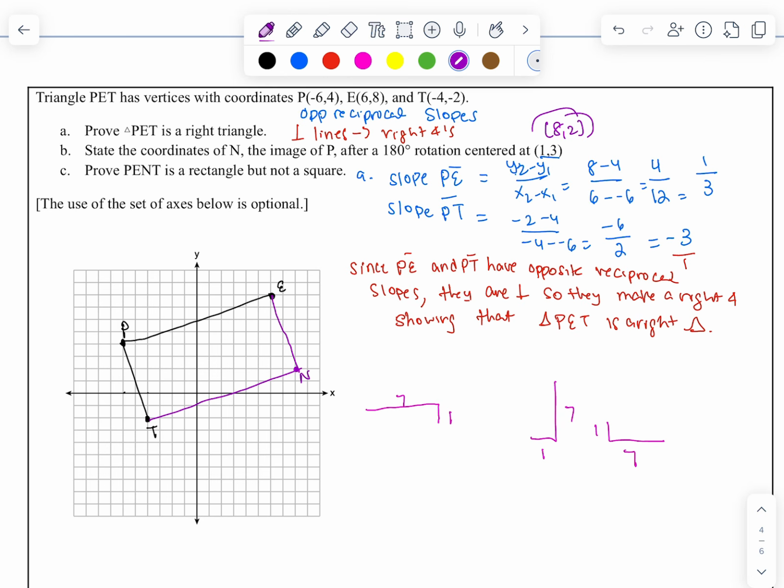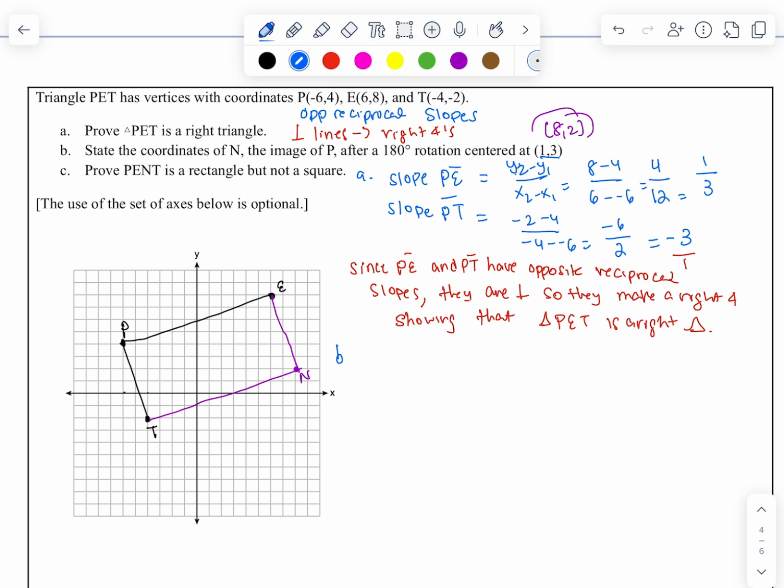There we go. And let me just give myself some more space. I'm going to erase the work I was doing before. You shouldn't erase your work, but I just don't want this to get more confusing, so I want to have space. So now we're going to prove that the resulting quadrilateral, now that we found point N, is a rectangle, but not a square. So in order to be a rectangle, it first has to be a parallelogram. I don't have enough work yet to show it's a parallelogram because I only found the slope of PE and PT. So I need to find the slope of the other two sides.